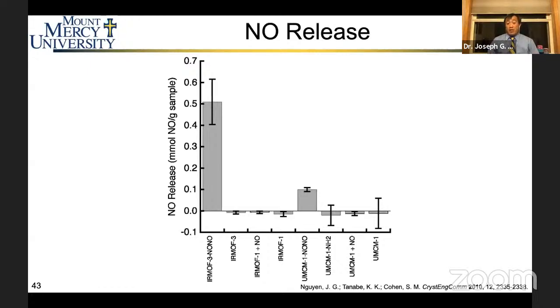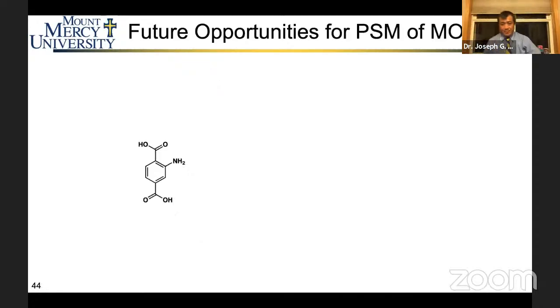What I wanted to show you too is notice IRMOF1 and UMCM1 don't have the amine group. So we exposed them to nitric oxide to see whether or not they would just adsorb NO and hold on to it. In neither case would NO stay, because they're porous enough that it would leach back out before the analysis. So what we're showing here is that any NO that's released is because of the post-synthetic modification that we did to this material.